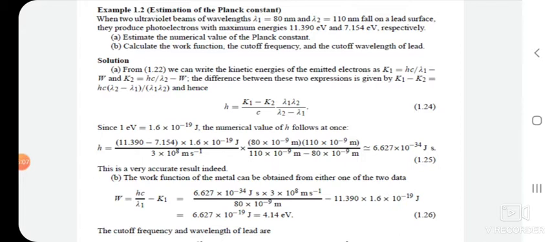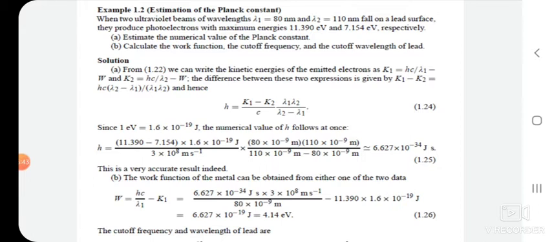K1 is the kinetic energy associated with the wavelength lambda 1. So, 6.627 into 10 to the power of minus 34 joule second into 3 into 10 to the power of 8 meter per second divided by 80 into 10 to the power of minus 9 meter, minus 11.39 into 1.6 into 10 to the power of minus 19 joule. If we simplify this, you will get 6.627 into 10 to the power of minus 19 joule, which is equal to 4.14 electron volt. If we divide by the charge of an electron, it gives 4.14 electron volt.